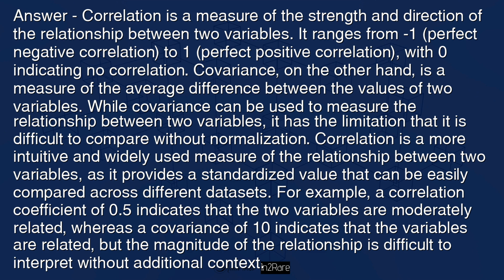While covariance can be used to measure the relationship between two variables, it has the limitation that it is difficult to compare without normalization. Correlation is a more intuitive and widely used measure of the relationship between two variables, as it provides a standardized value that can be easily compared across different datasets. For example, a correlation coefficient of 0.5 indicates that the two variables are moderately related, whereas a covariance of 10 indicates that the variables are related, but the magnitude of the relationship is difficult to interpret without additional context.